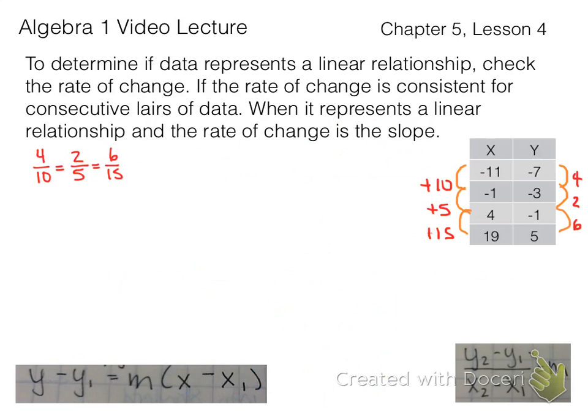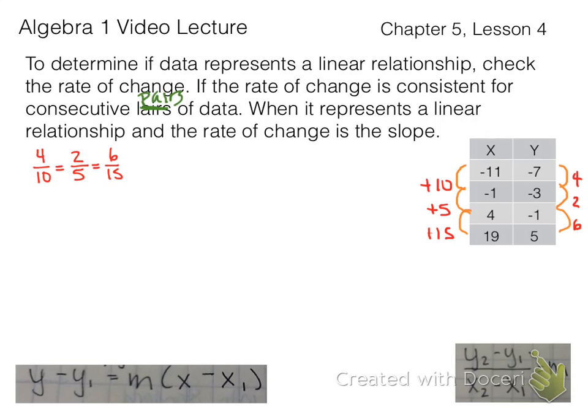All right, second to last slide. And the last slide is really short, so I'll be done soon. All right, so to determine if data represents a linear relationship, check the rate of change. If the rate of change is consistent for consecutive pairs of data, then it represents a linear relationship, and the rate of change is the slope.